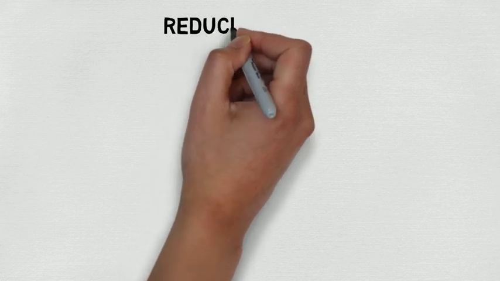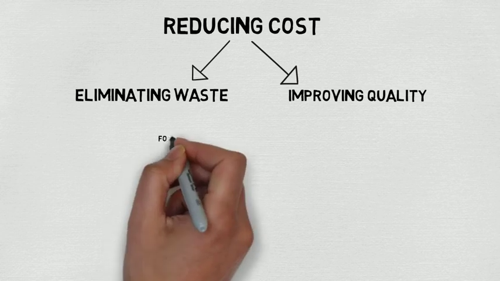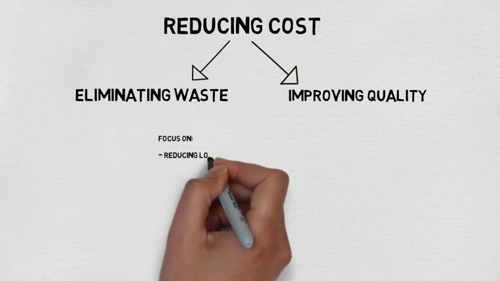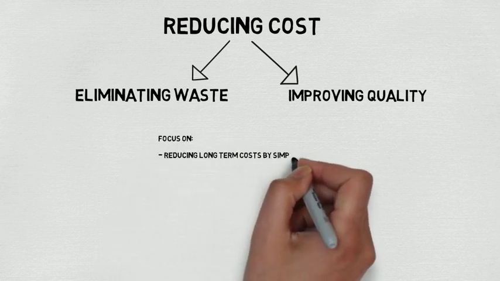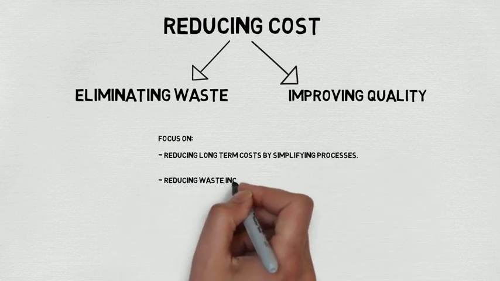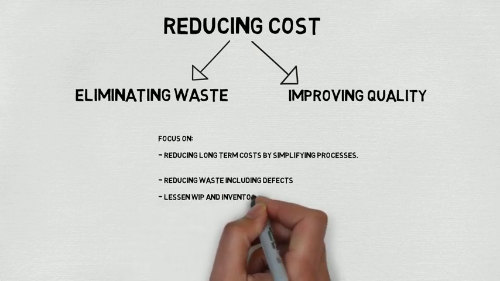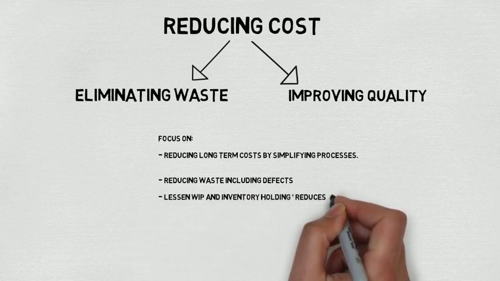The fourth principle of just-in-time and lean operations is reducing cost. Keep in mind that reducing costs is tied into other principles of eliminating waste and improving quality. As operations managers, we focus on reducing long-term cost by simplifying our processes, reducing waste, including defects, lessening work-in-progress inventory, as well as inventory holding, which ultimately reduces inventory holding costs.